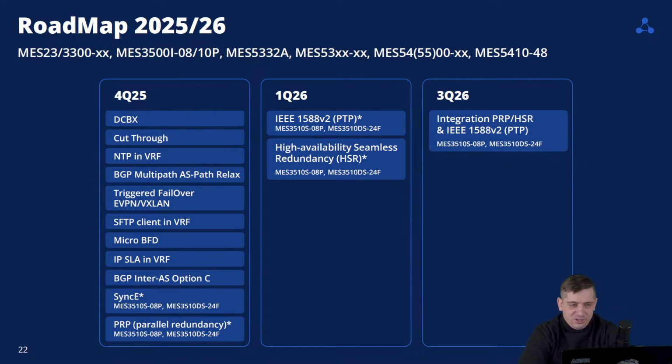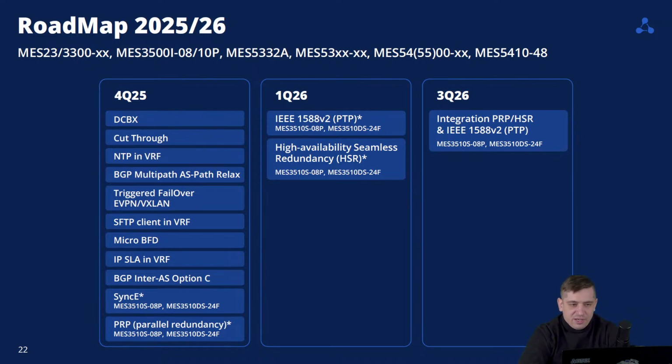So then we go on, and in fourth quarter of 2025, as I mentioned before, the synchronous Ethernet shall be implemented for industrial switches of 3510S 8P and 3510DS24F. A parallel redundancy option shall be available on the switches then in first quarter of 26.